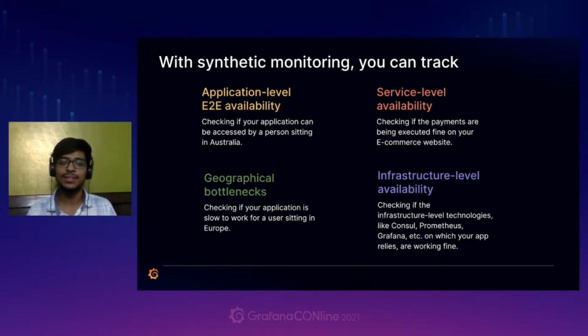As an example, application level end-to-end availability. Let's take an example of Amazon.com. For example, I want to set up synthetic monitoring checks for Amazon.com. This application level end-to-end availability would be some sort of a simulation in which a user enters Amazon.com on their browser. Let's say the user sits in Australia, they enter Amazon.com in their browser and they get a successful response. That can be a synthetic monitoring check.